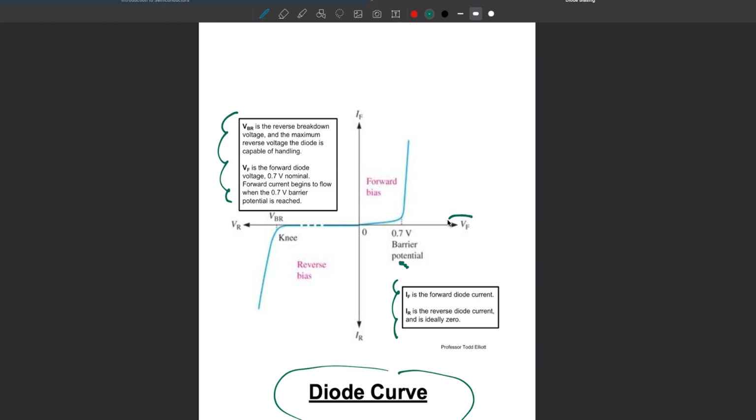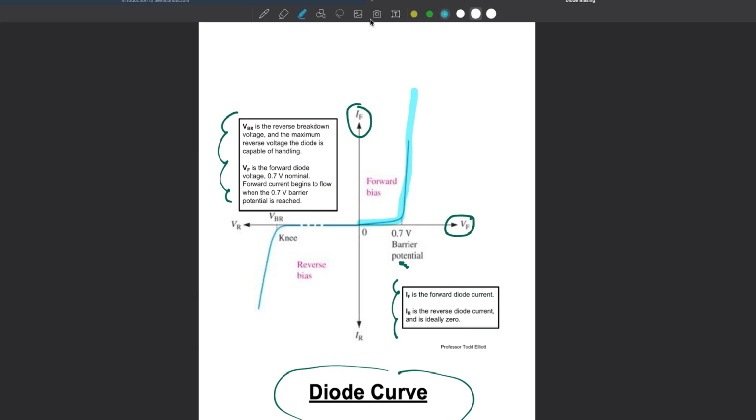And this says that as we increase the forward bias potential, so we're forward biasing the diode, the current is essentially 0. Okay, and there's a little bit of a knee here, but essentially like this. And then at about 0.7 volts, boom, the diode suddenly turns on, and we have lots of forward current.